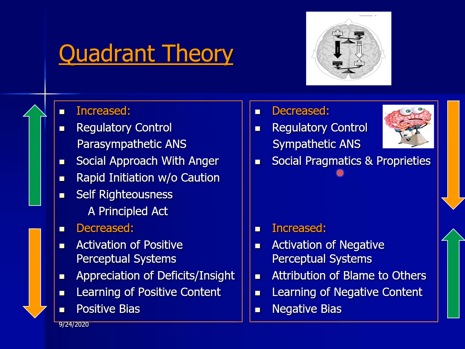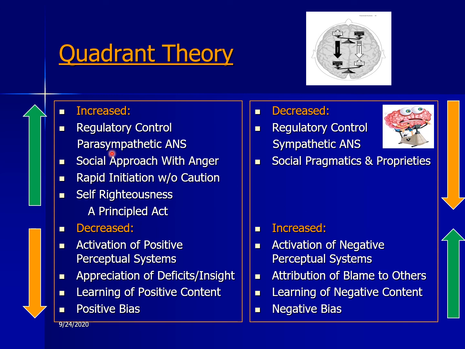So with the right frontal lobe down, then we expect increased activation of the back of the right brain. That gives us a negative emotional bias. Learning of negative content is accentuated. Attribution of blame to others, not to ourselves, and generally activation of our negative perceptual systems.